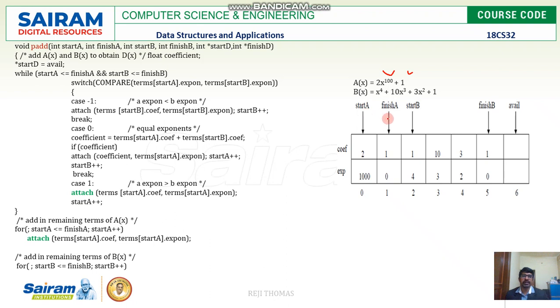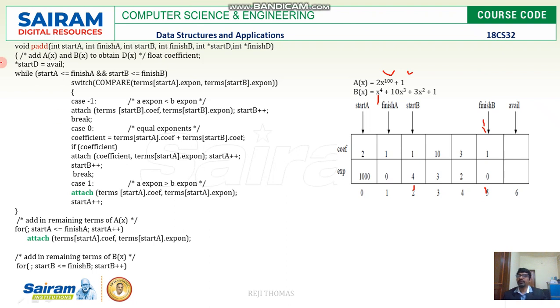So this is start A and finish A. And for the second one, start B, which has coefficient 1 and exponent 4, and which ends here. Okay, now let us trace how it works.